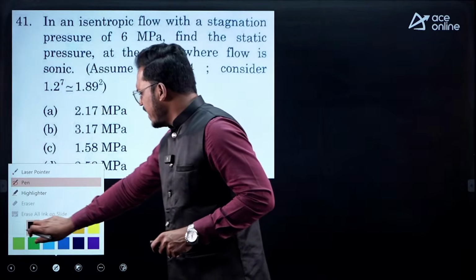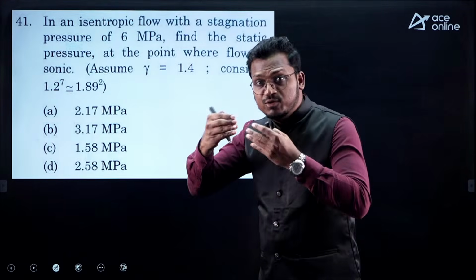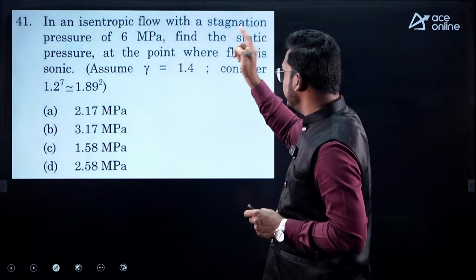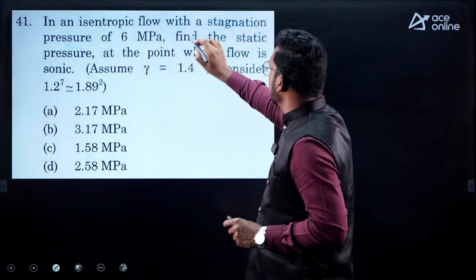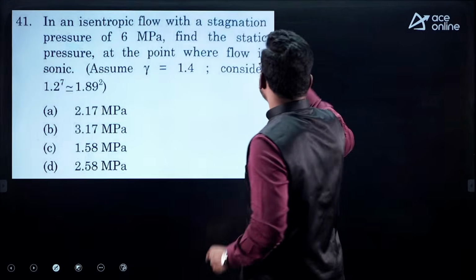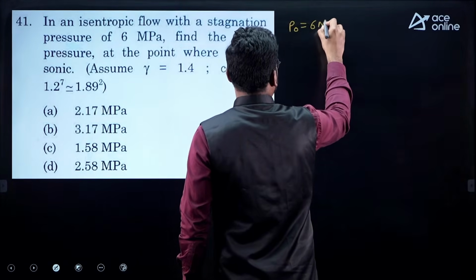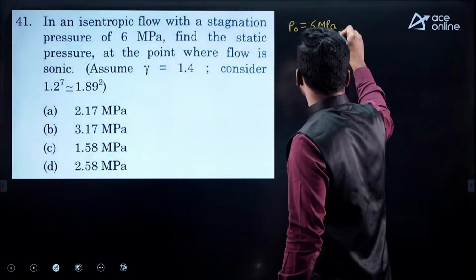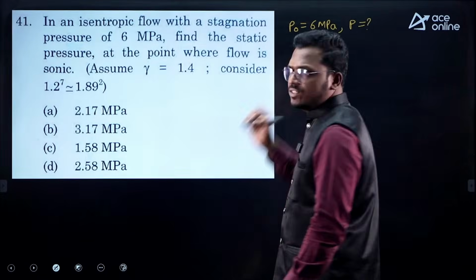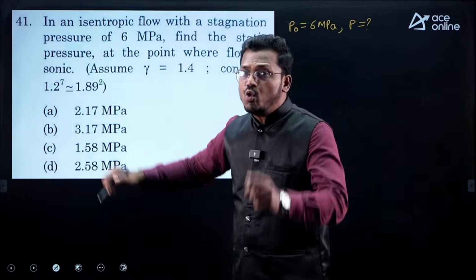See, again a similar type of question. The first question was similar to this. That is question number 22. See, in an isentropic flow, the formula is the same. In an isentropic flow, the stagnation pressure is given, P naught is equal to 6 megapascal. Then find the static pressure. They are asking what is the static pressure P, at the point where flow is sonic.